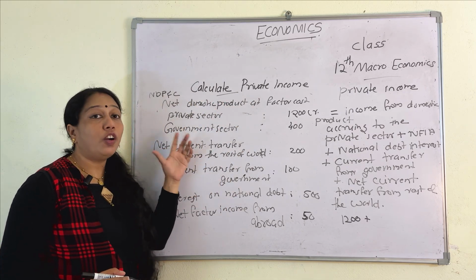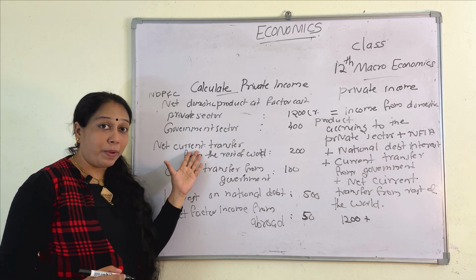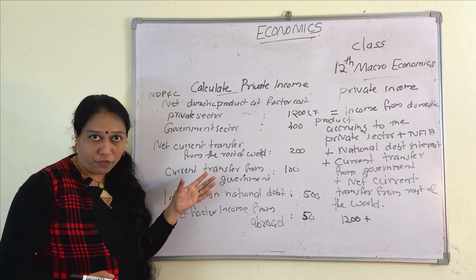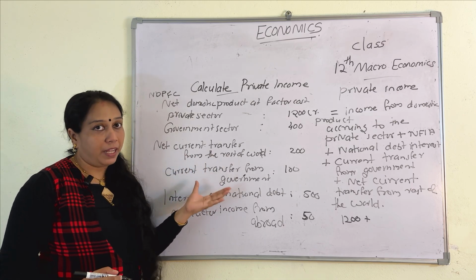So we have to avoid the government sector income; it should not be included. Then you will ask the question, why is this data, the government sector income, given? It is just to create confusion. Okay, you have to study the formula properly, apply it, and find out the answer.